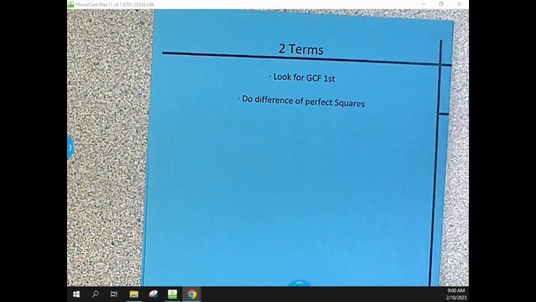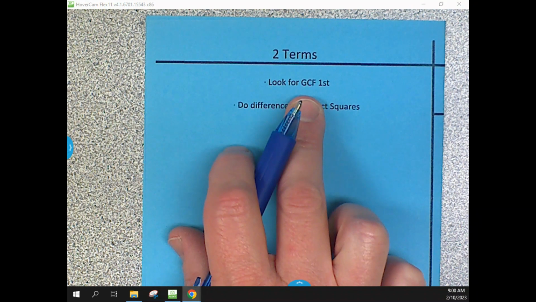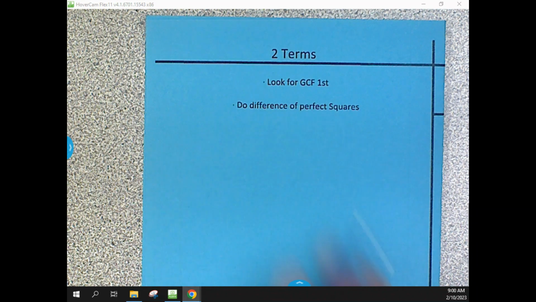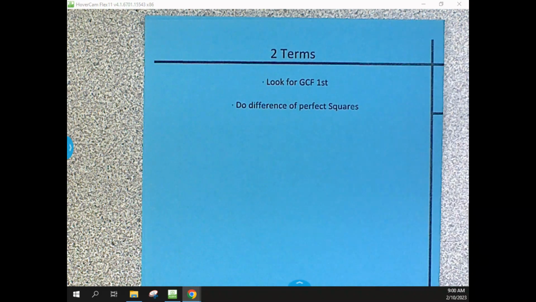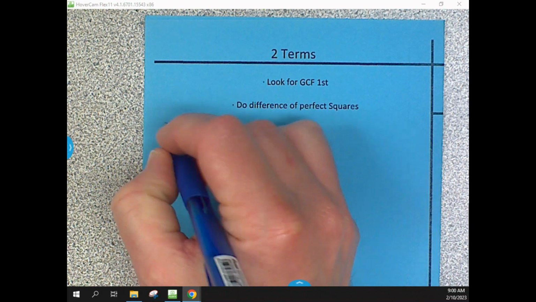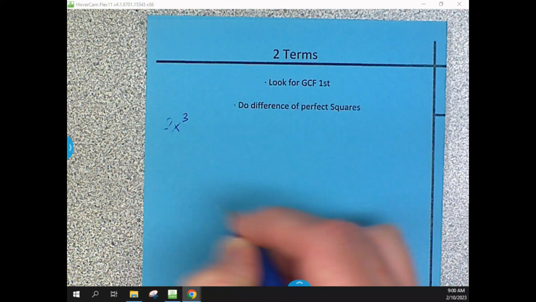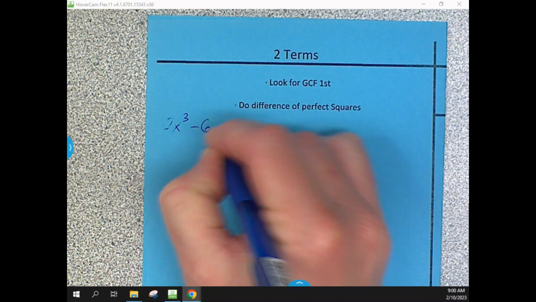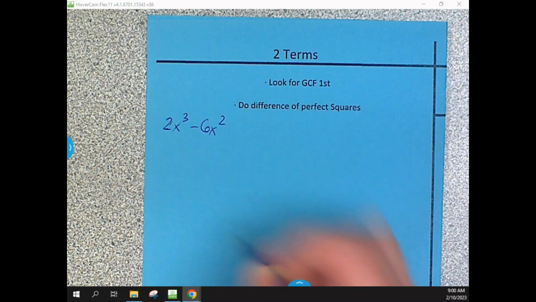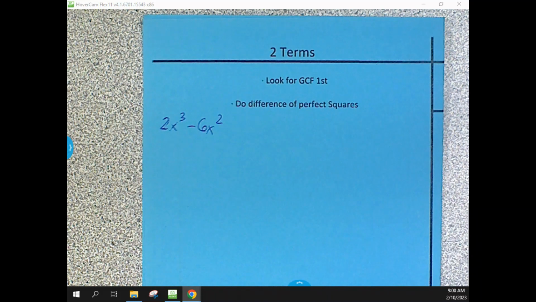Two terms. Basically, there are two different types of scenarios: you're either going to have a greatest common factor or a difference of perfect squares. And we'll go through both of those. It may start off with two terms like 2x to the third, and we'll go back and do some more with greatest common factors in a little bit.